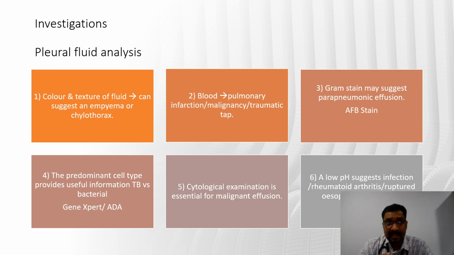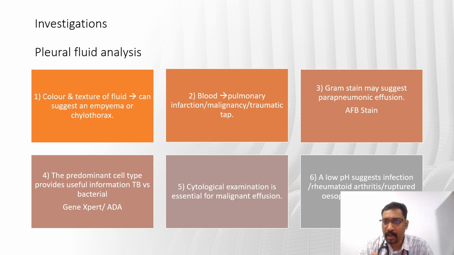Gram stain may suggest a parapneumonic effusion. Sometimes AFB stains are also employed. Not always do you get a positive AFB stain in a patient with tubercular pleural effusion, because tubercular pleural effusion is because of a hypersensitivity that causes an inflammation and fluid there. You might not get an AFB stain, but occasionally we have found AFB stain in pleural fluid as well. The predominant cell type, whether it's neutrophil predominant or lymphocyte predominant, can be used for differentiation between tuberculosis as well as bacterial pleural effusions.